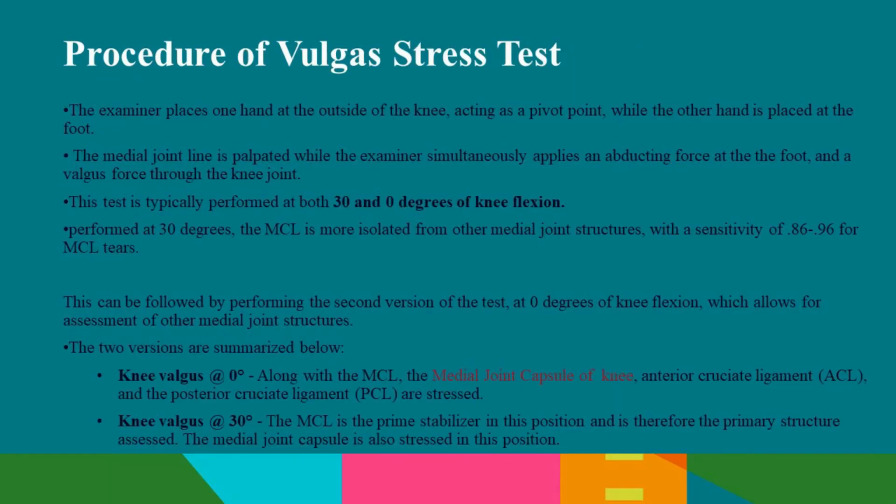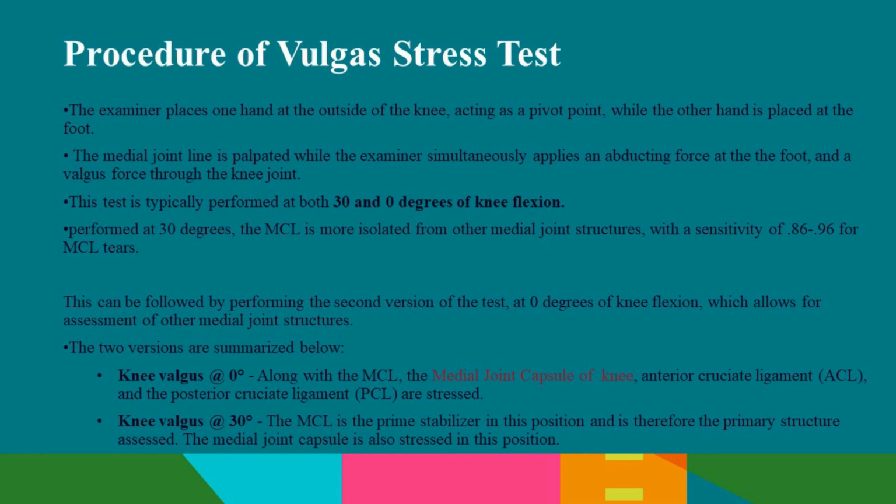The procedure of the valgus stress test. First, the examiner places one hand at the outside of the knee, acting as a pivot point, while the other hand is placed at the foot. The medial joint line is palpated while the examiner simultaneously applies an abducting force at the foot and valgus force through the knee joint. This test is typically performed at both 30 and 0 degrees of knee flexion.